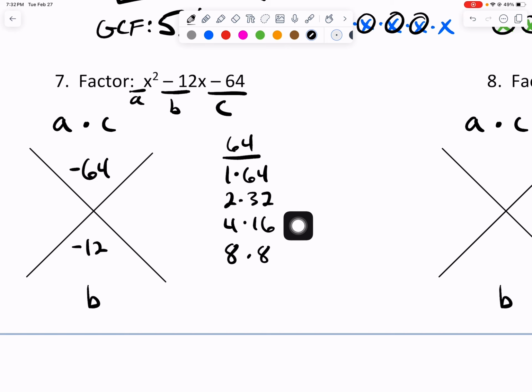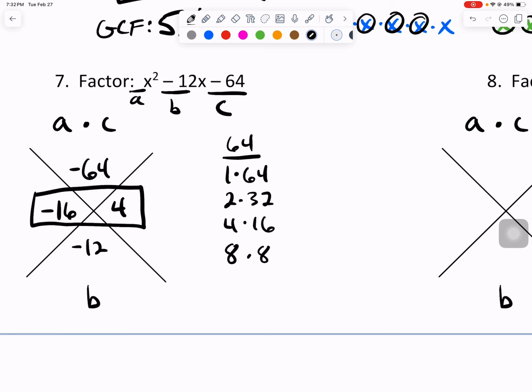However, again, we have a negative 12 here, and if one of these needs to be negative, the greater of the two will be negative, and the greater number is 16, so we're just going to write it as a negative 16. We will put down our 4. I box just so you guys can see it, because negative 16 times 4 gives you negative 64, and negative 16 plus 4 gives us negative 12.